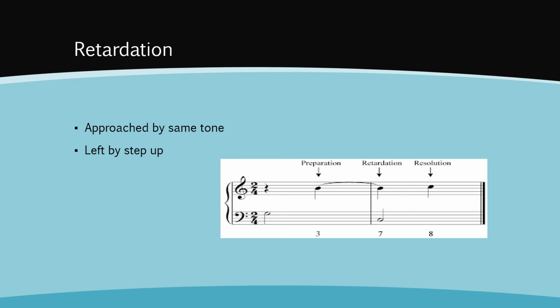The fourth and final type of non-chord tone that we'll be discussing today is the retardation. It is very similar to a suspension, but instead of resolving down, it resolves up. It's approached by the same tone and it has the preparation, then the retardation happens in the next measure, and then instead of stepping down, it resolves up. So it's slightly different, and it is seen occasionally.